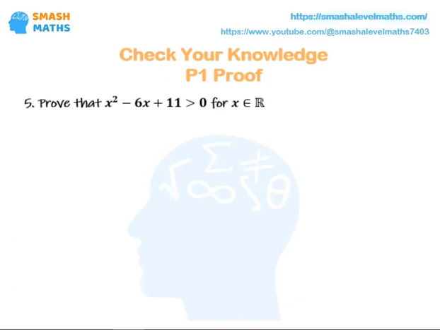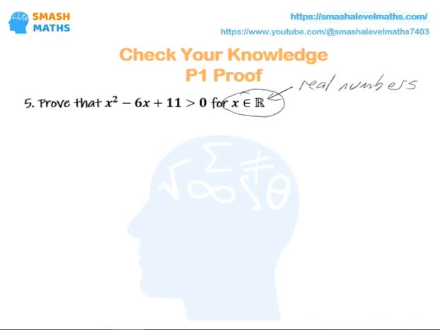Right, so we've got to prove that x squared minus 6x plus 11, so that quadratic expression, is always greater than 0. And we've got to prove it for every single possible value of x, because that bit on the end means the real numbers. So in previous proofs we just looked at integers, where you're just testing whole number values. Here we've got to consider every single possible value.